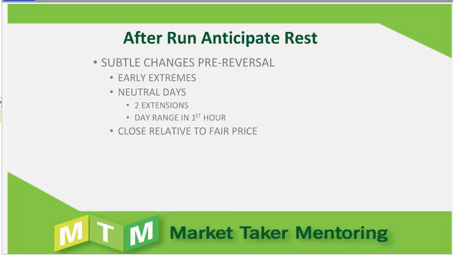There are subtle changes that you see, as I mentioned before. I'm just reviewing here. Those neutral days, when a market's ready to stop trending, you will start to see neutral days where you get extensions after that first hour, both above and below. Where you see a whole day's range, and the market's made a whole range in the first hour of the day. That's a sign of a market being tired. And then, how the market closes in relation to the fair price. That's another sign for reading momentum.